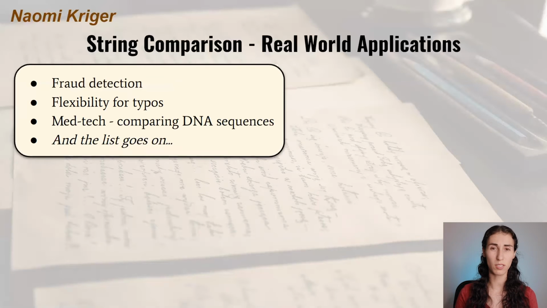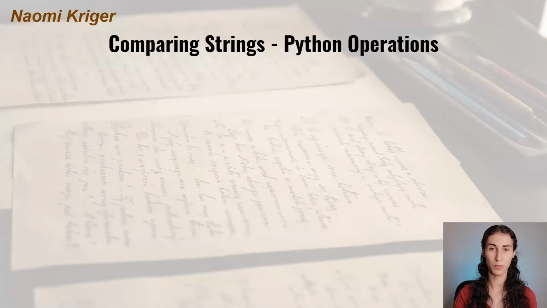And of course, the list could go on and on. There are many different usages for string comparison. We just need to be familiar with the tools. And Python gives us some built-in operations for string comparison, but I want to briefly discuss them and see why they're not exactly what we're looking for today.